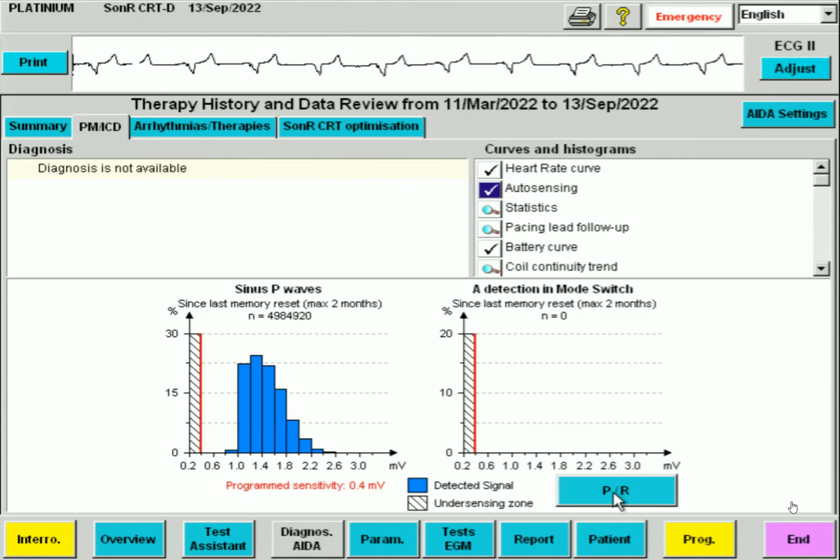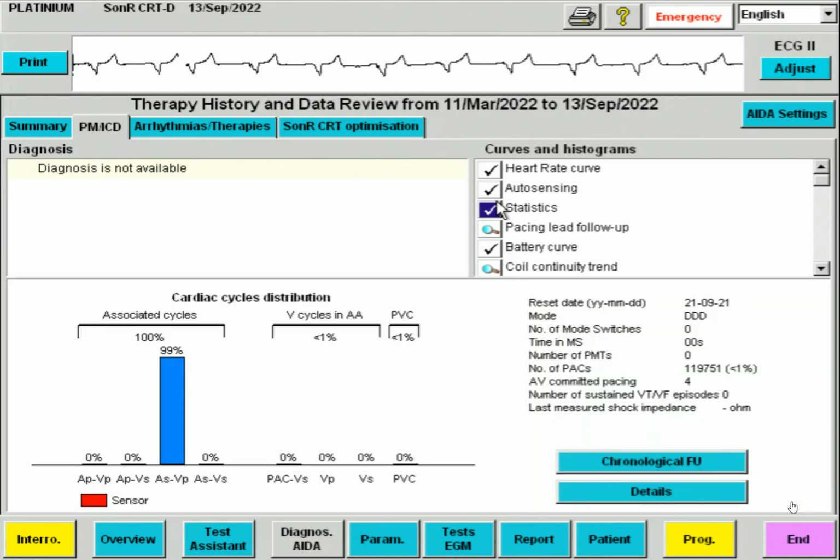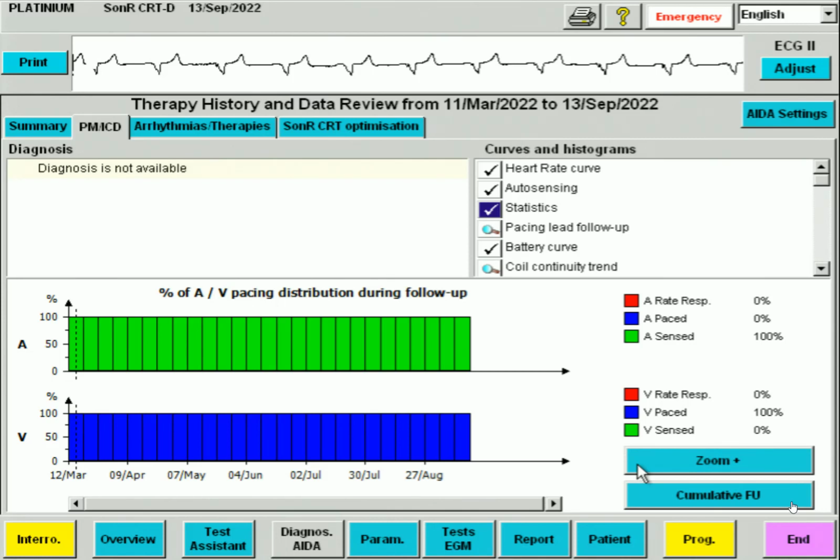Also, there are no signs of P wave oversensing because there are no P waves sensed in the mode switch zone. Then the next section holds a lot of useful information, but one of the most important screens is the chronological follow-up. Here we can see how much biventricular pacing has been going on the last few weeks or even days. Here everything is looking good, but we'll show you plenty of examples later in the course.